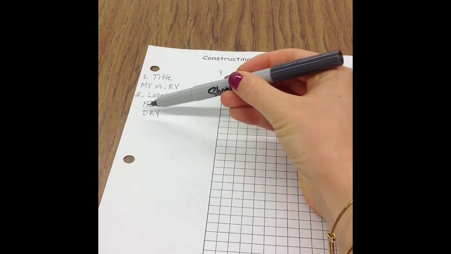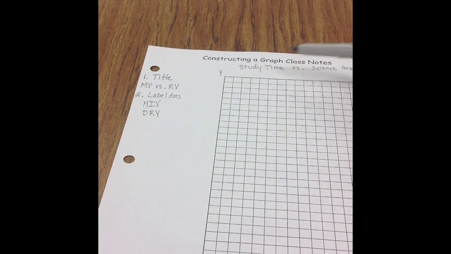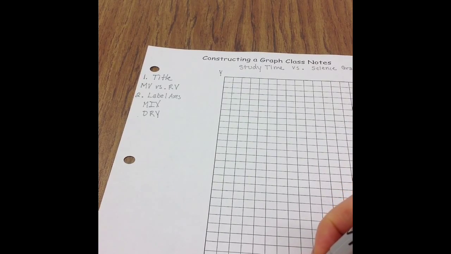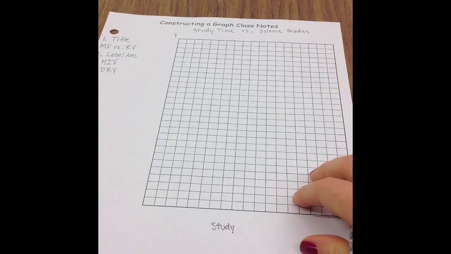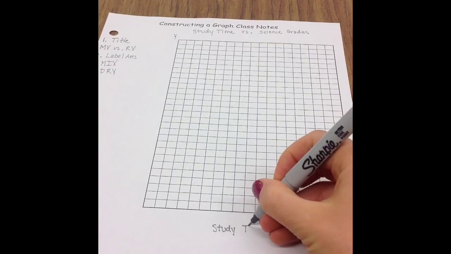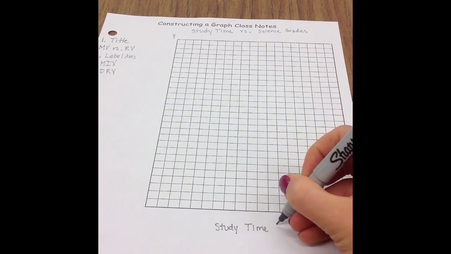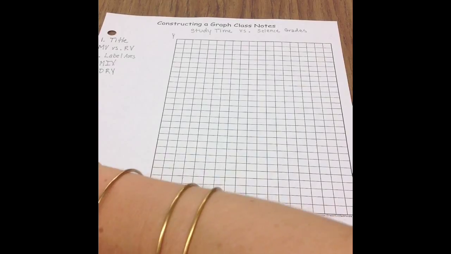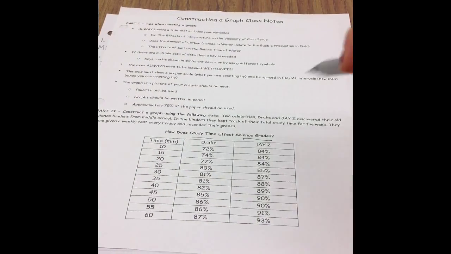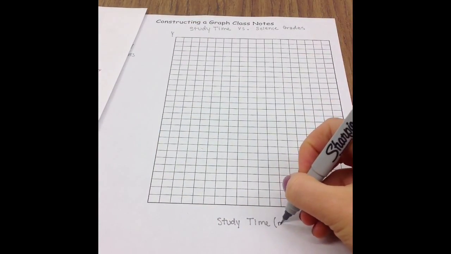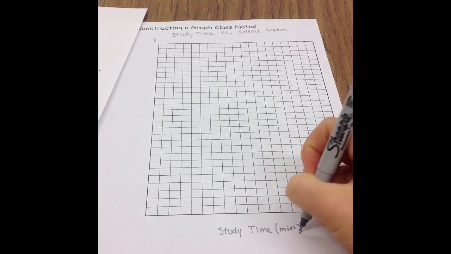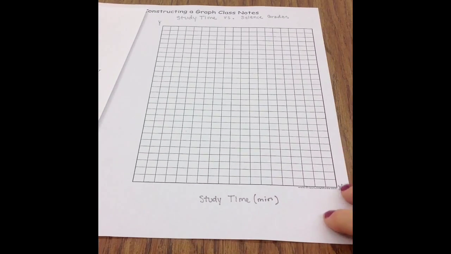So if you take a look, our manipulated variable is study time. So on the bottom of my paper goes study time. And if you look at our data table, it's study time in minutes. So don't forget to include your label. So study time in minutes. Excellent. So that's our x-axis.